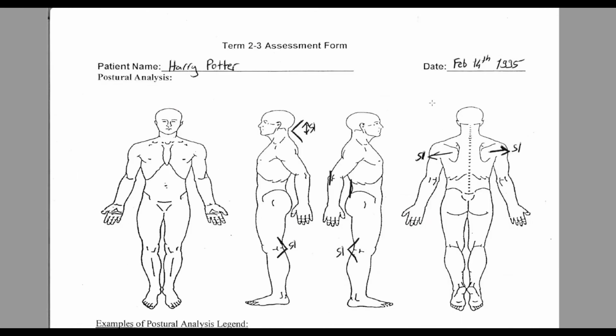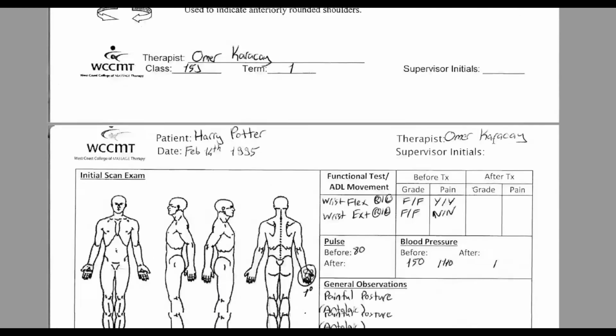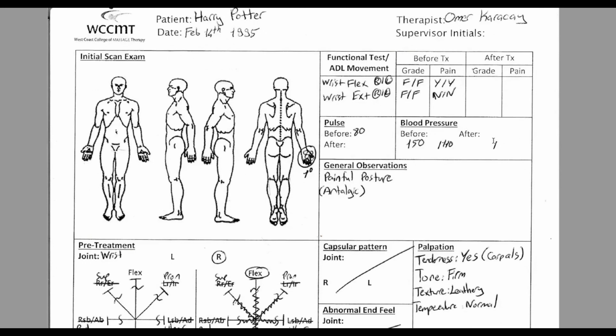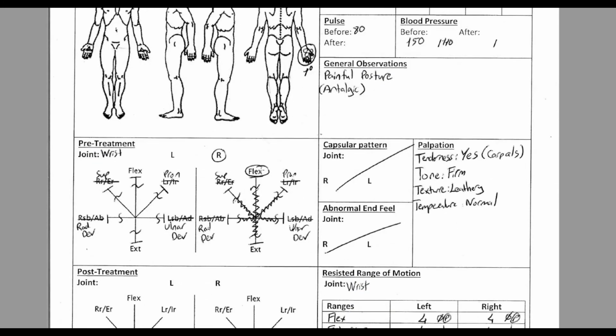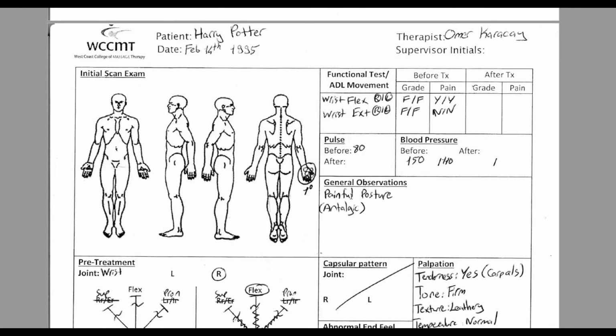Now we got Harry Potter. Date is Valentine's Day 1995. Now moving to the Harry Potter case, what is the problem? Right flexion is the issue. Look at this. This is a complicated case. Look at him. I think he just came out from a war with Voldemort or something. Okay, this is right after the end of the last movie.